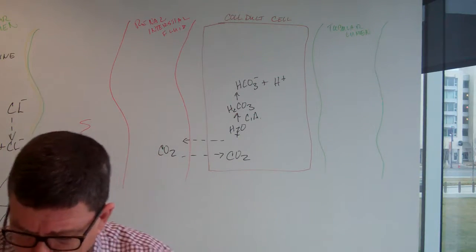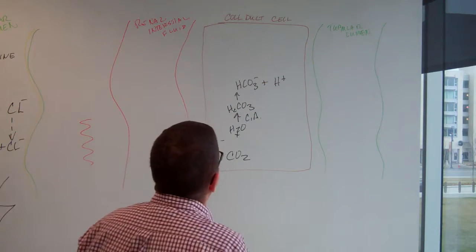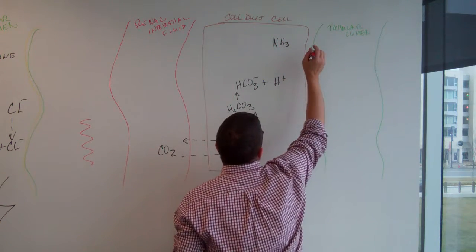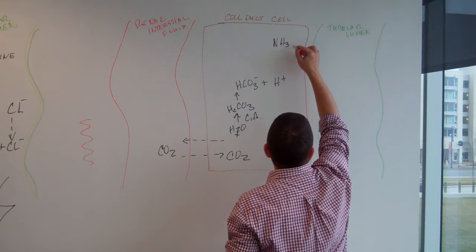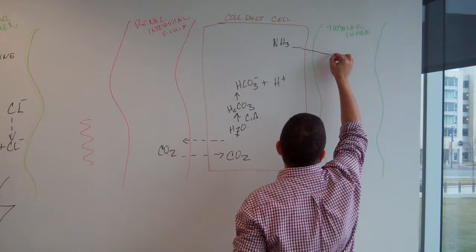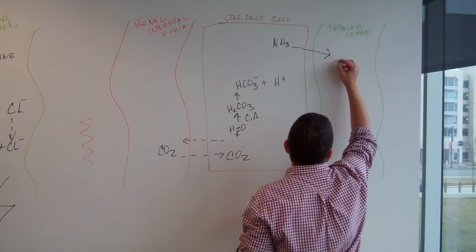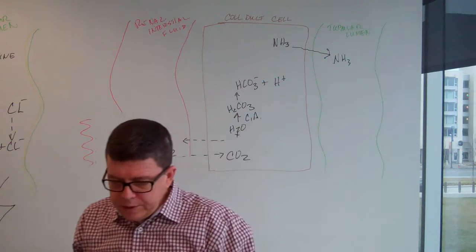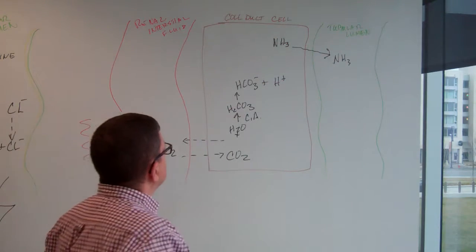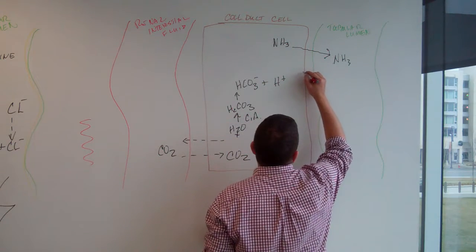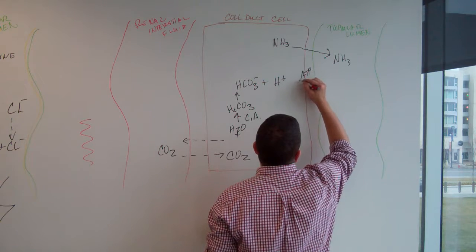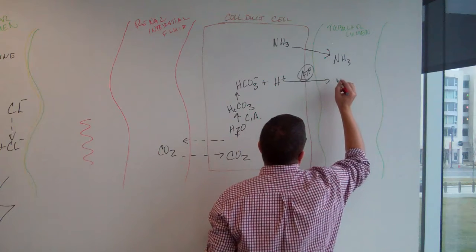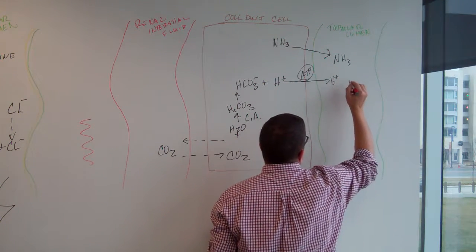Also present in the collecting duct cell is ammonia, not ammonium, so NH3. And this easily diffuses across the membrane so that it's present here in the tubular lumen. Now the hydrogen ion: there's an ATP pump, the circle, which helps move the hydrogen ion across also. So the hydrogen ion is now here.